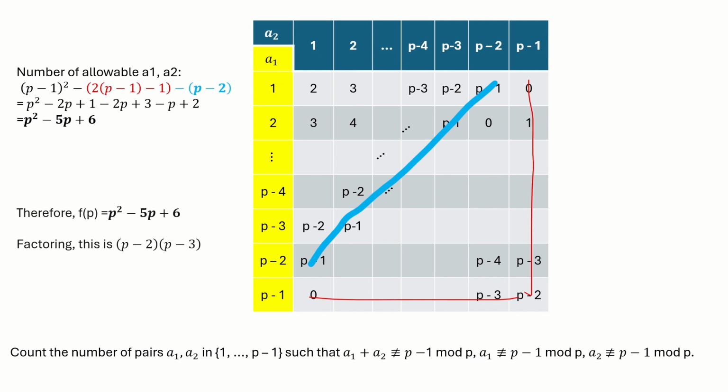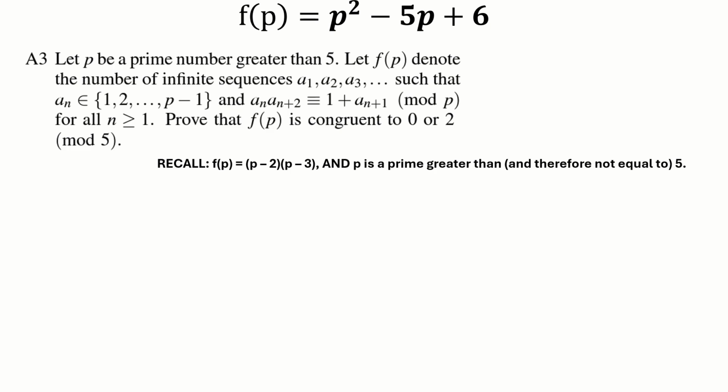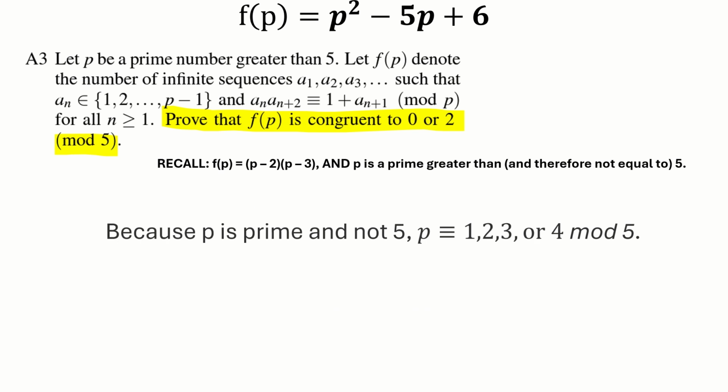Now remember what the problem is actually asking us to do. We want to prove f of p is congruent to 0 or 2 mod 5. In the typical fashion of these problems, we can separate this into cases because we know that p is either 1, 2, 3, or 4 mod 5, because p is prime and greater than 5.